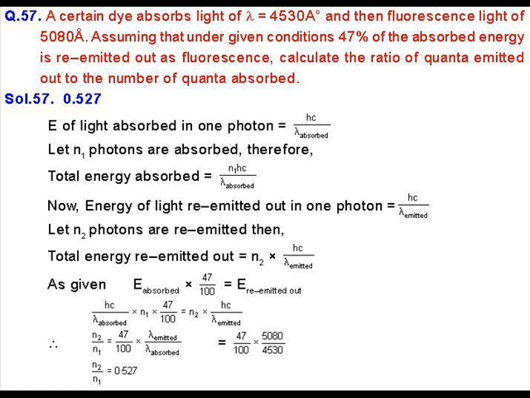Now we will go in accordance with the problem, that is, the total energy emitted is equal to 47% of the absorbed energy. So substituting the values, we will get E re-emitted equal to 47 by 100 into E absorbed. So substituting the value of E absorbed and the value of E emitted, we will get n2 divided by n1 equal to 47 divided by 100 into lambda emitted by lambda absorbed. So the final ratio of n2 divided by n1 will come out to be 0.527.